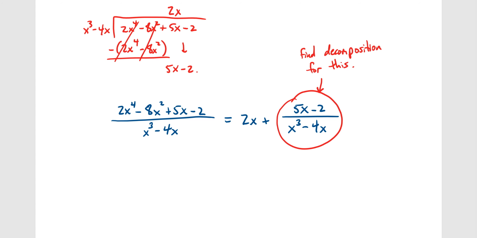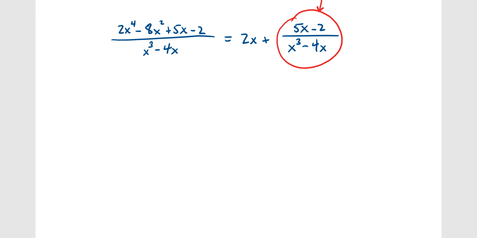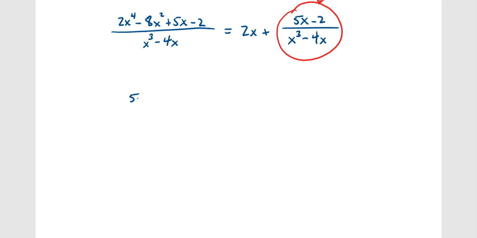Okay, so let's go ahead and set this up. So we are going to use 5x minus 2 over x cubed minus 4x. So just to not have it be super clumped, let's factor this. So we always need to factor the denominator. There's a GCF of x. If we factor out an x, we're left with x squared minus 4. And we can actually factor that using difference of squares. That factors to x plus 2 times x minus 2.